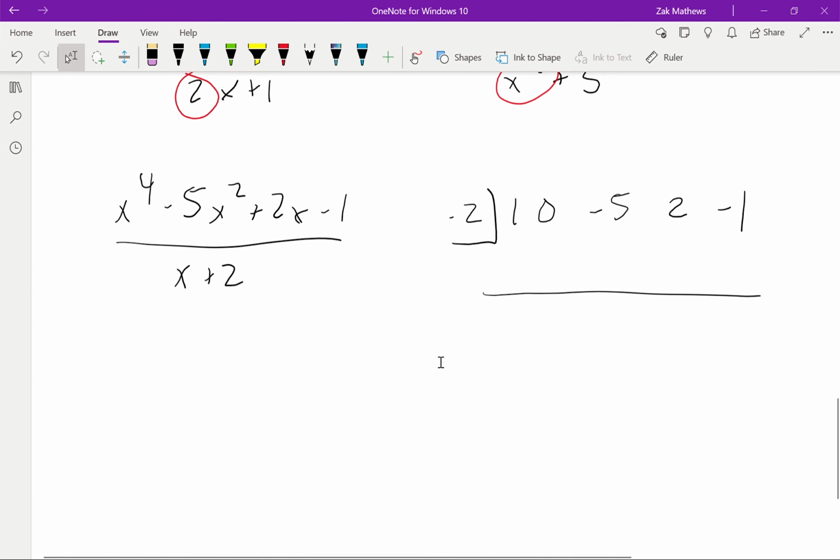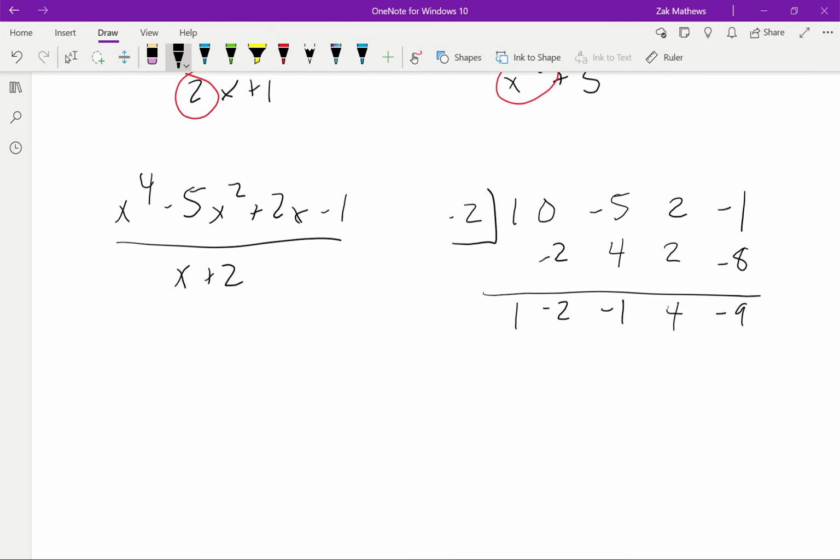This one I'm not going to show the little lines going up and down, I'm just going to do it. So the 1 comes straight down. We multiply to get on top of our horizontal line here. 1 times a negative 2 is negative 2. Add our way back down. Multiply back up. Negative 2 times negative 2 is 4. Add our way down, we get a negative 1. Multiply back up, we get a 2. Add our way down, we get a 4. Multiply back up, we get a negative 8. Add our way down, negative 9. That would be our remainder.